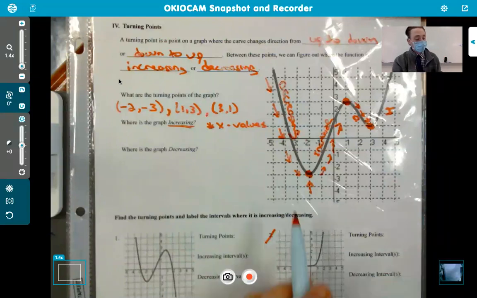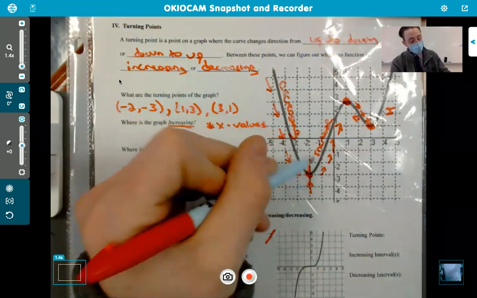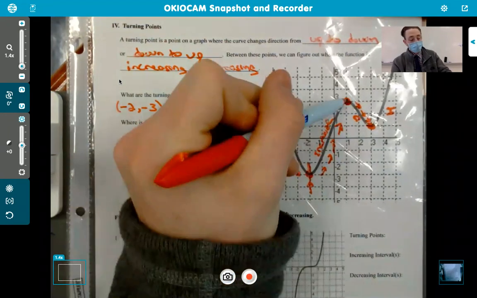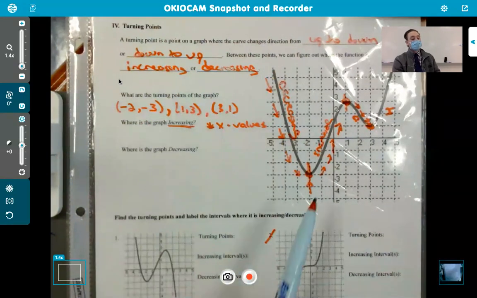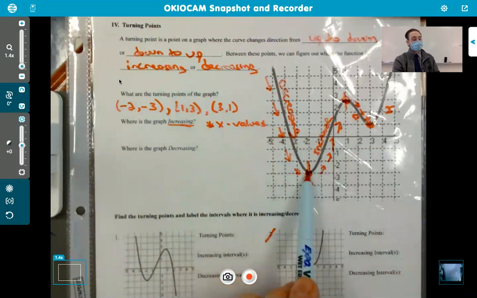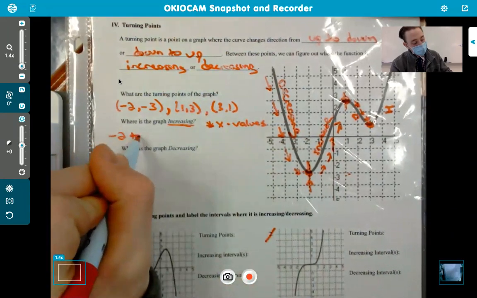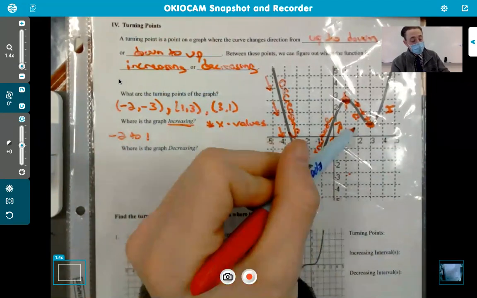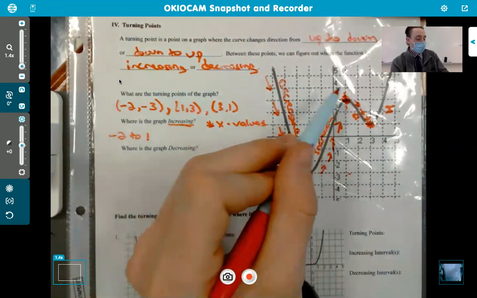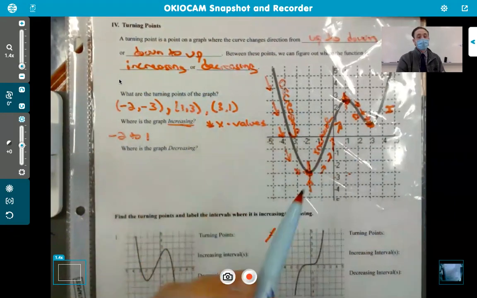So for example, if I'm taking a look over here, we'll start with just increasing. I'm increasing from this point here to this point here, right? Between two turning points. So between which two x values am I increasing? -2 to 1. At -2 is when I start. At 1 is where my second turning point is. That's when I start to decrease again. So I'm only increasing between those values.